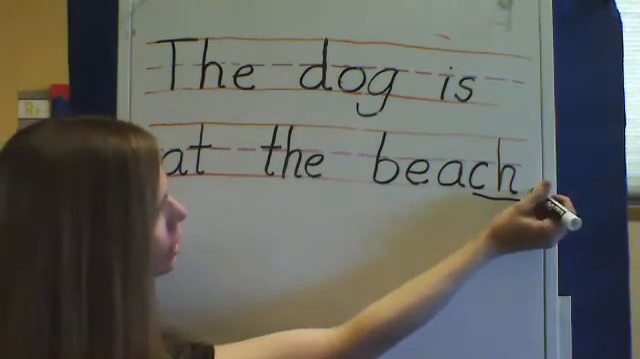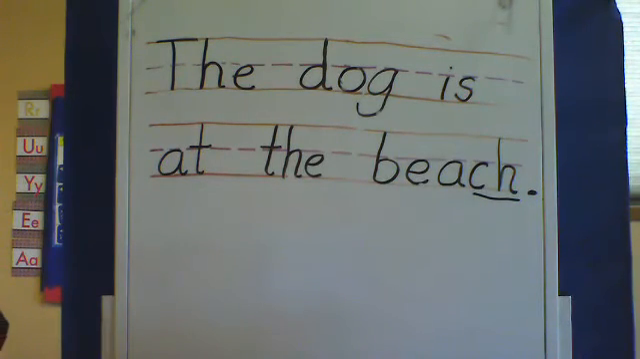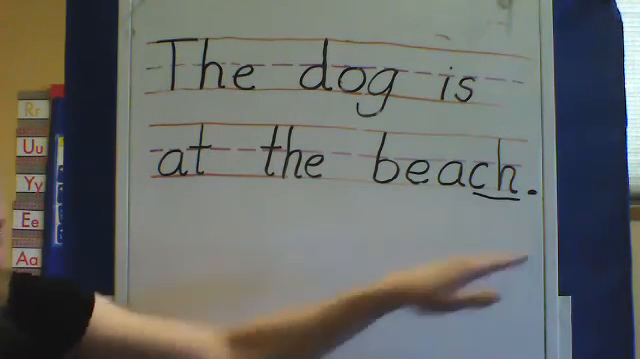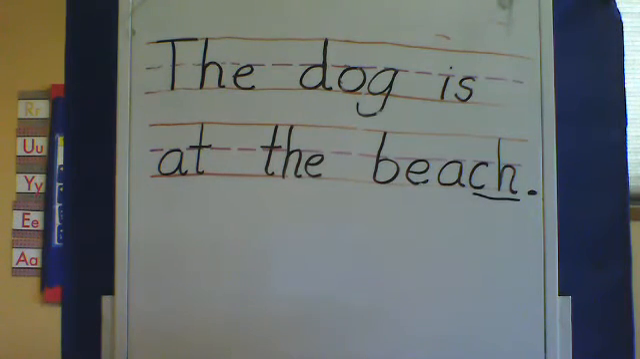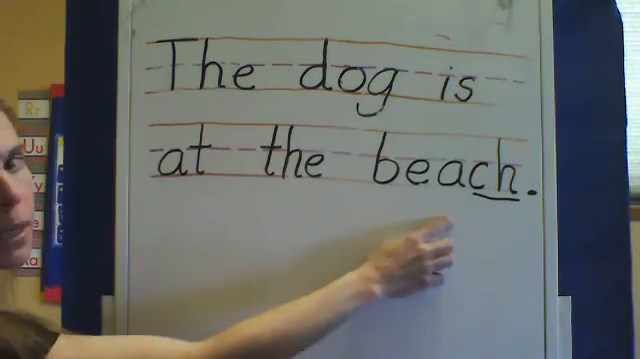So our sentence is actually not complete until we have our ending mark, period, exclamation, or question mark. This is just a telling sentence. It's not asking anything. It's not showing a lot of emotion or excitement. So we're just putting a period. All right, that is a nice sentence. Let's read it all together. The dog is at the beach.